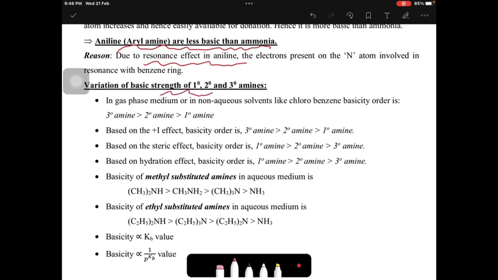Variation of basic strength of primary, secondary and tertiary amines. In the gaseous phase, tertiary is greater than secondary is greater than primary. Basic order: tertiary is greater than secondary and primary, due to the plus I effect. Due to steric hindrance, primary is greater than secondary is greater than tertiary. Based on the hydration effect, the basicity order is primary greater than secondary greater than tertiary.